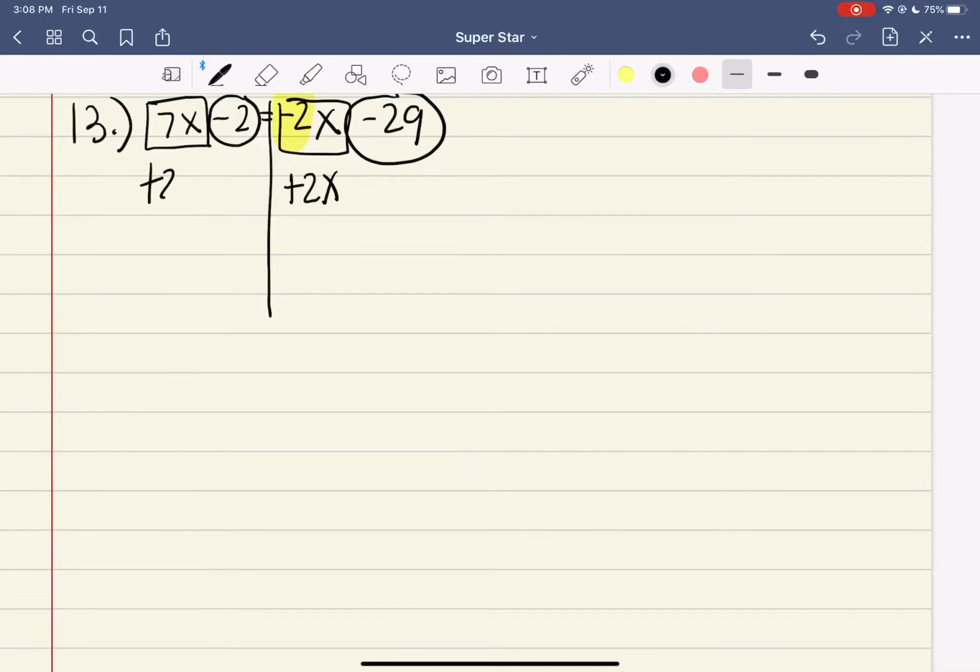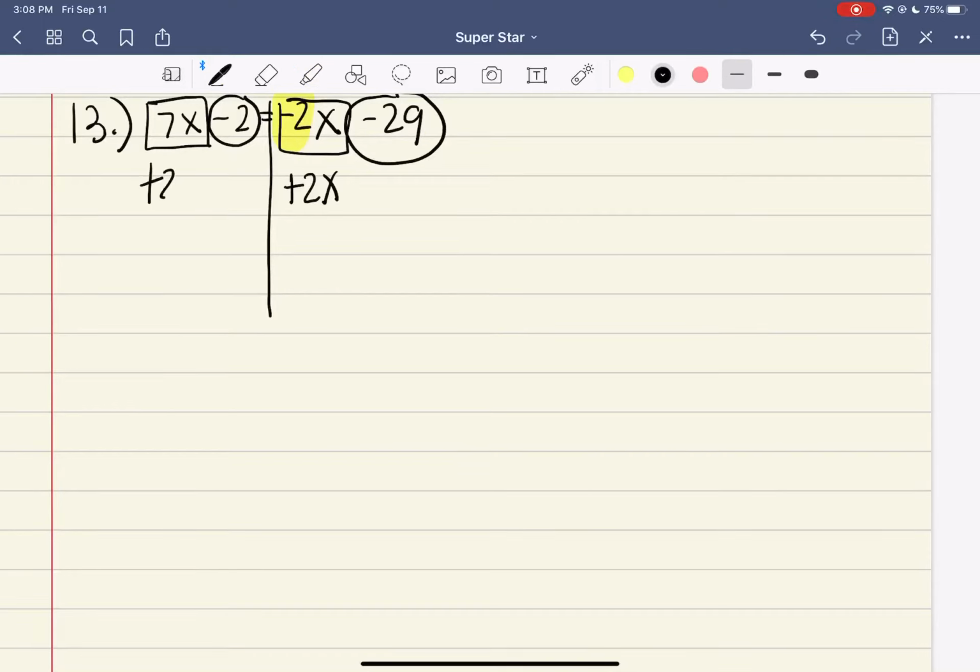So then we have to find the constant that's on the same side as the variable, and we're going to add it. We're going to add 2 to both sides. This will become 0, and we're left with 9x equals negative 29 plus 2. So it's going to move us closer to 0, which is a negative 27. So we then divide by our coefficient of 9, and we'll be left with x equals a negative 3.